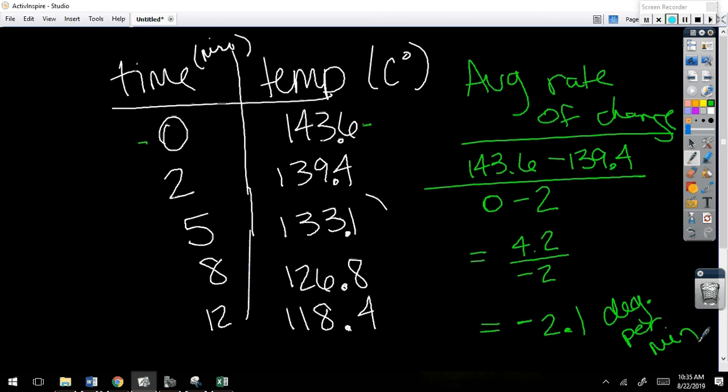Wait, but how do you know that? Oh, so that's what I was going to get to next. How do we know that it's constant? How do we know that the rate of change is the same? We have to find the rate of change between all the points and make sure that that rate of change is constant. Does that make sense? Tell me this, and in this case it is.